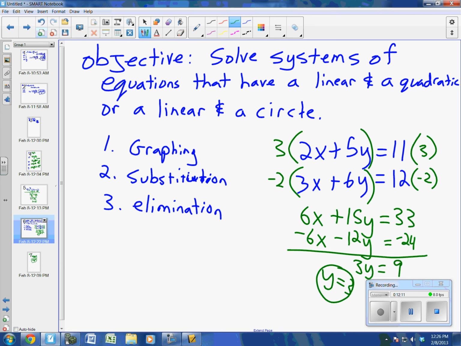So you got your y coordinate. How do you find the x coordinate? It doesn't matter which of these two equations. Let's do the top one, it's a little smaller. So we have 2x plus 5 times 3, which is 15, equals 11. We would subtract 15 from both sides. And what would we get? -4. We divide by 2, and what do we get?